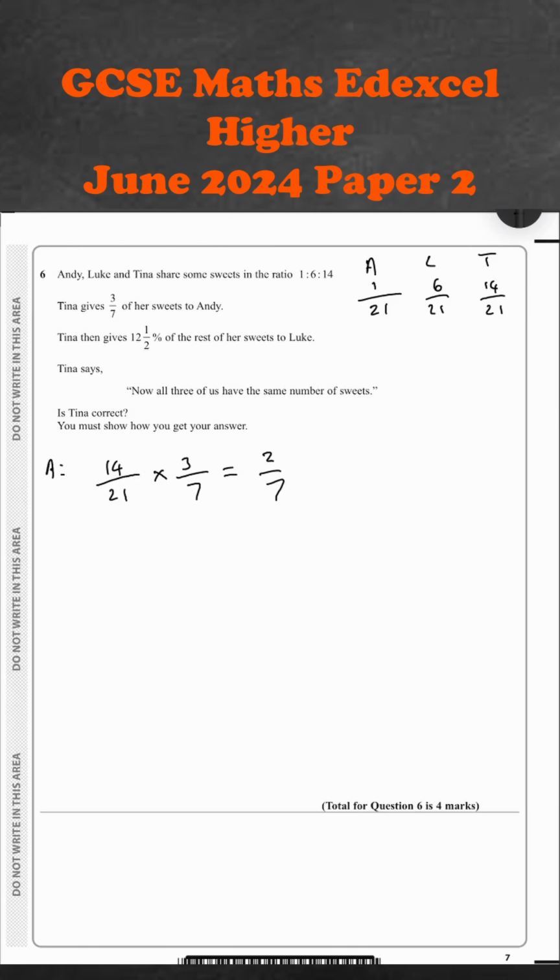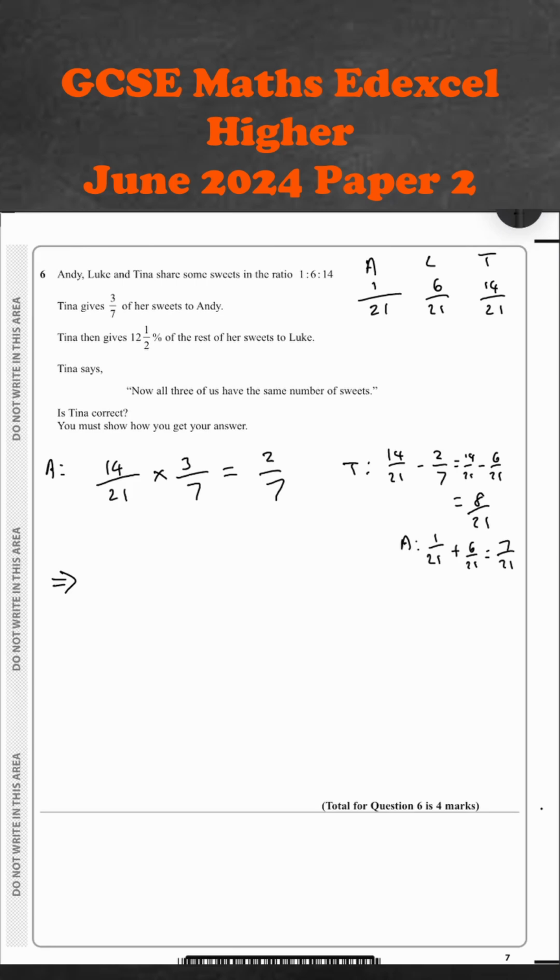And then Tina will be left with 14 out of 21 minus 2 out of 7, which is going to be the same as saying that's 6 out of 21. So 14 out of 21 minus 6 out of 21 leaves her with 8 out of 21 sweets. And then Andy will have 1 out of 21 plus 6 out of 21, giving him 7 out of 21.